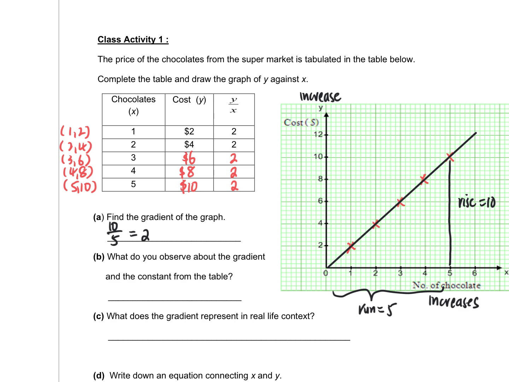So this gradient tells me the cost of one chocolate.